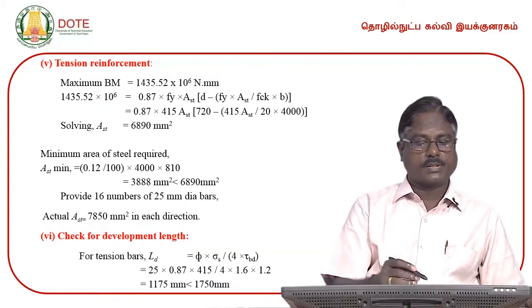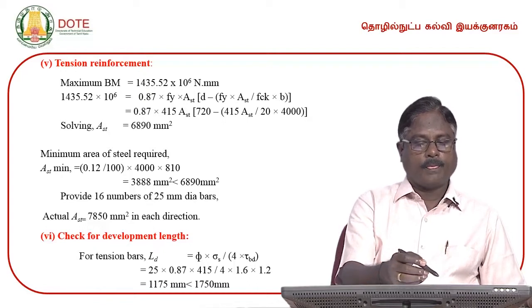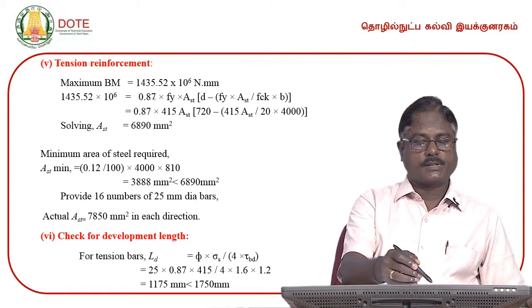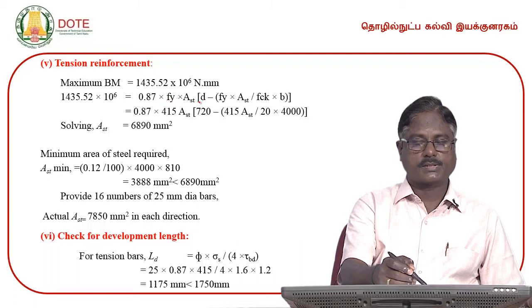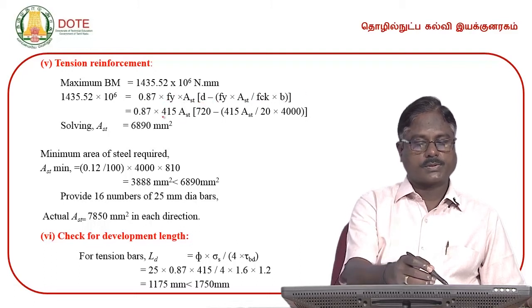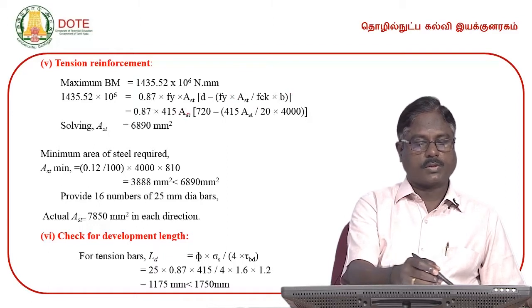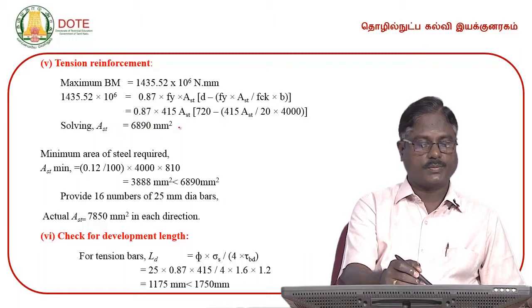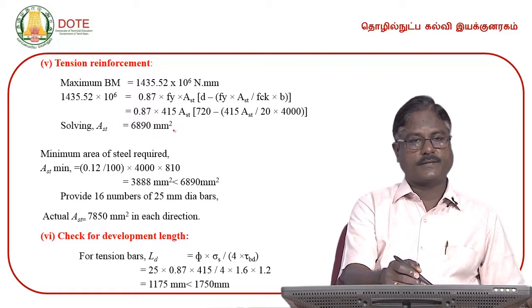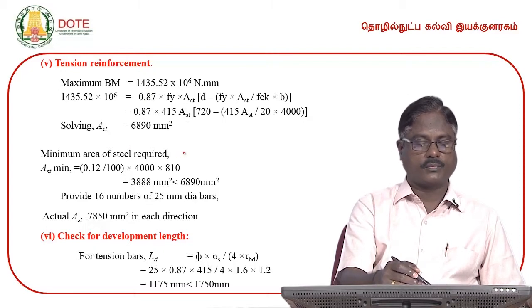And from the bending moment consideration, we have to find out the area of steel for the footing. The area of steel is found by using this expression, 0.87 fy Ast into d minus fy Ast by fck into b. Substituting the relevant values, it will be a quadratic equation. Solving the quadratic equation, Ast is found to be 6890 millimeter square, and this area of steel is to be checked for the minimum area of steel that is to be provided for the footing.